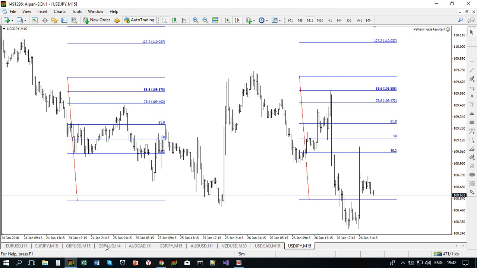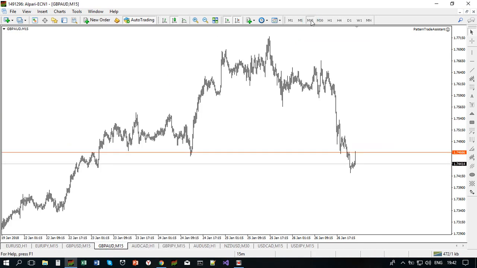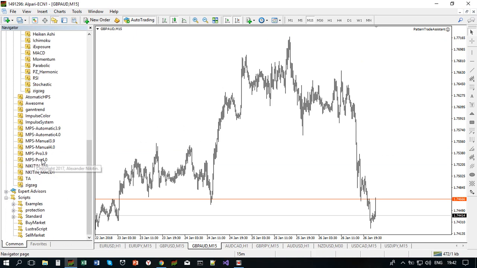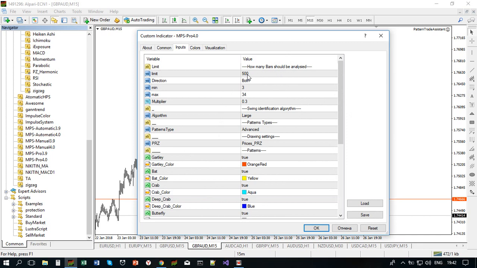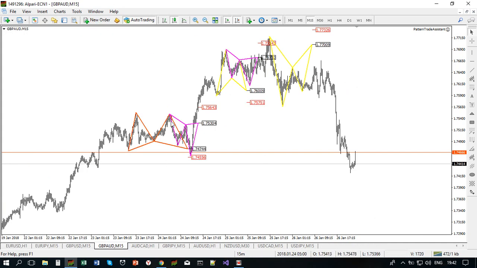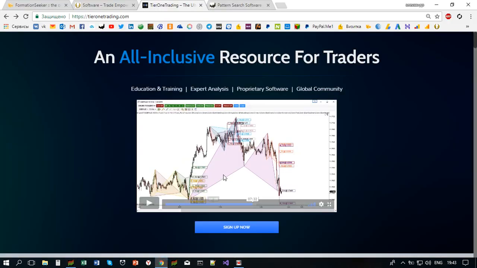Pound Aussie, euro dollar, pound Aussie 4 hour, 15 minutes. Perfect. And let me run Monster Pattern Search Pro version 4. Here I would say 500 bars to be analyzed, advanced patterns. I'm only looking for advanced patterns because we compare the software of advanced patterns for advanced patterns. Okay, and we have the same patterns: winning Gartley pattern, losing cipher pattern.